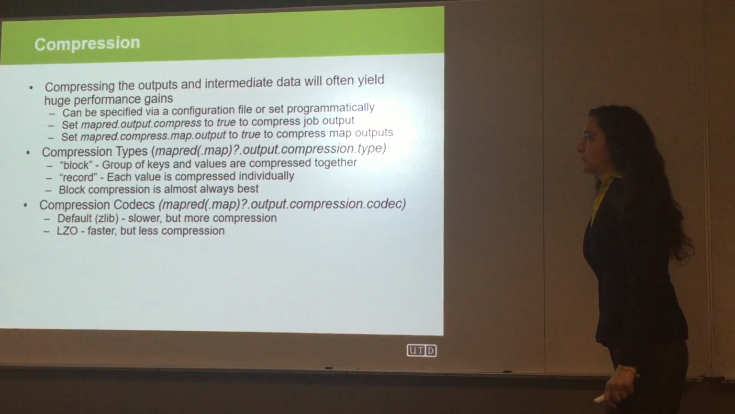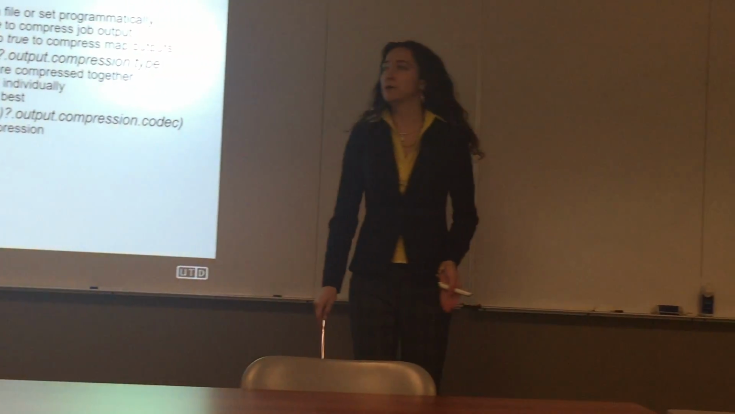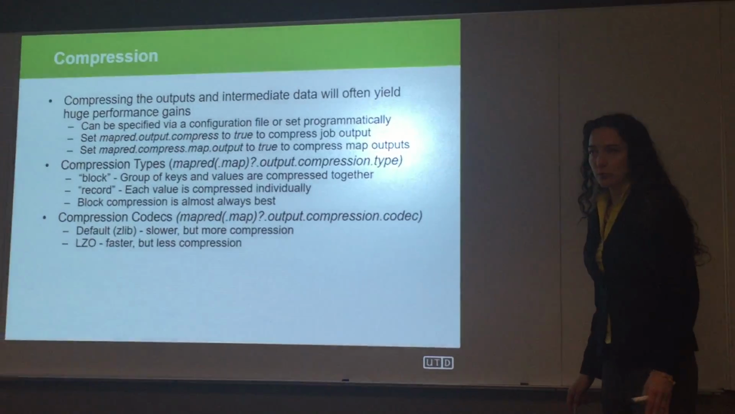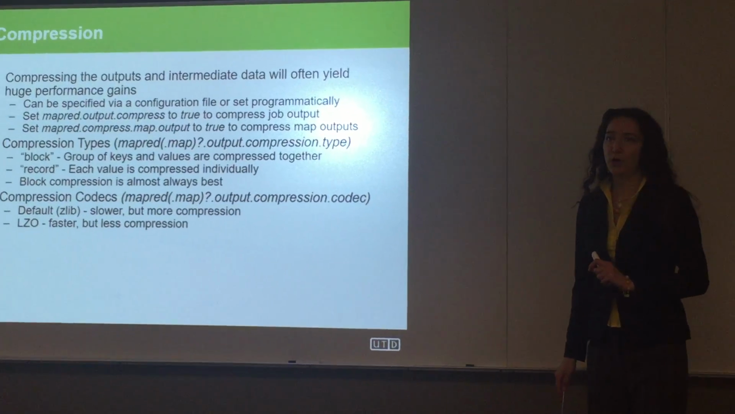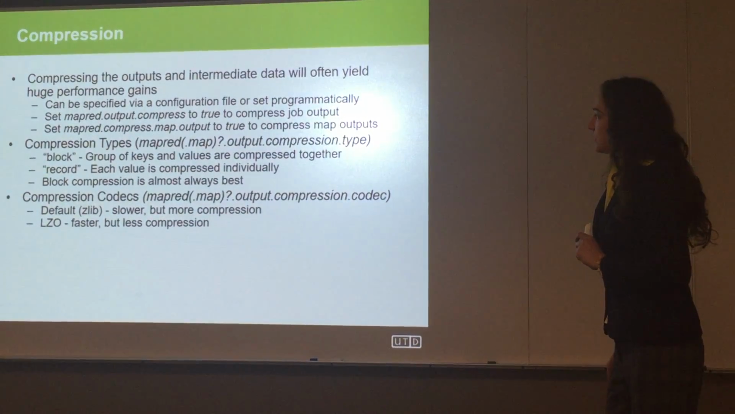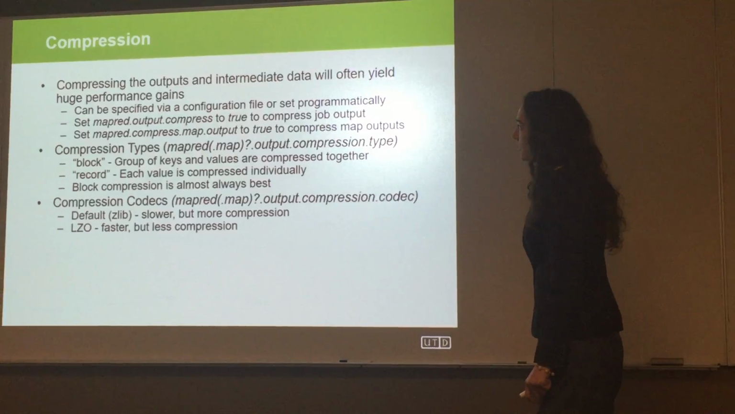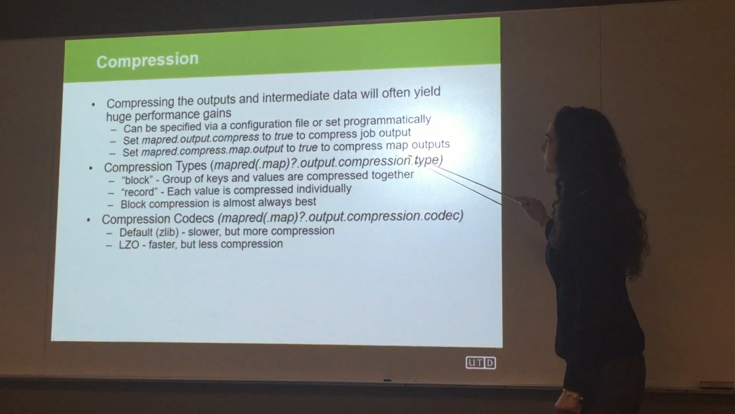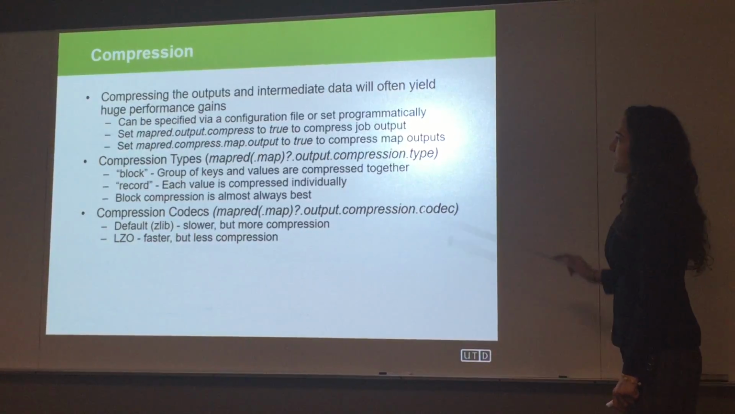Compression, again, is used in order to speed up processing or performance. Compressing the outputs and intermediate data will have performance gains because the size of the files that travel through the network is smaller, so the files will get there faster. If we are to use this compression, again, it has to be set in the configuration parameters. Set output compress to true to compress the job output. Set compress map output to true to compress the map output.